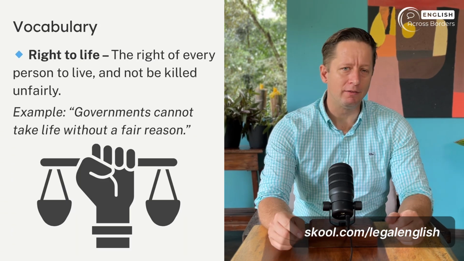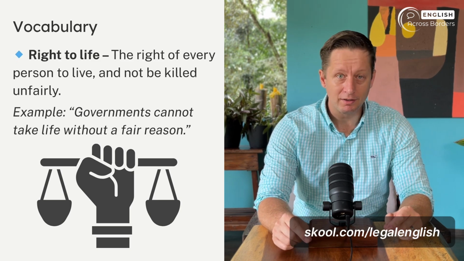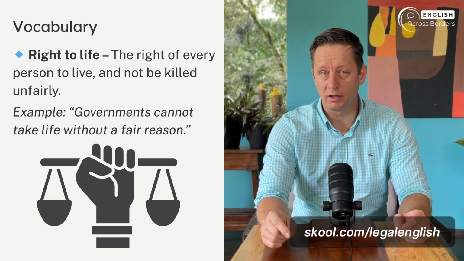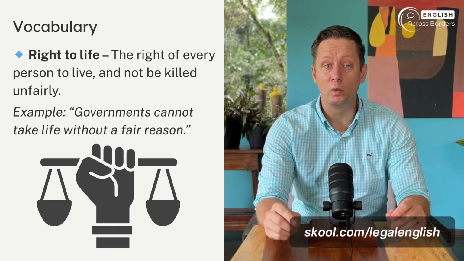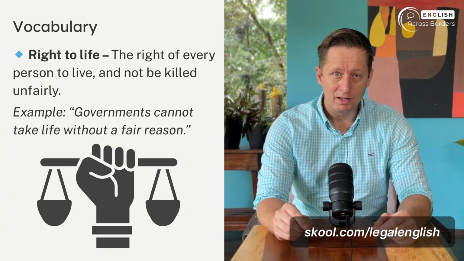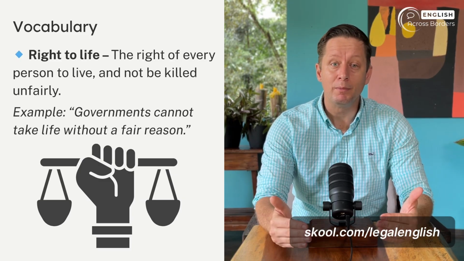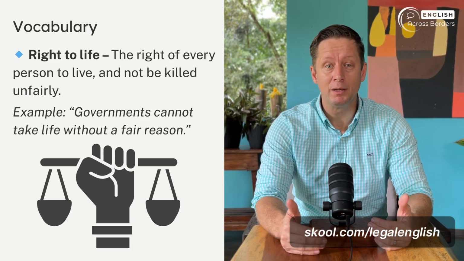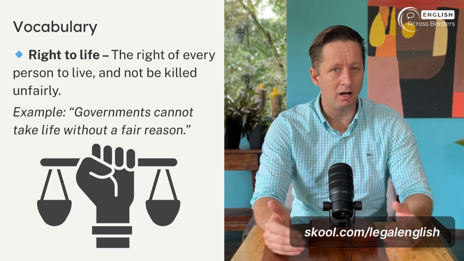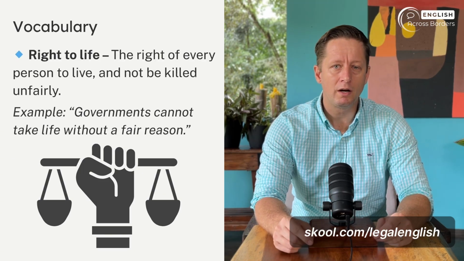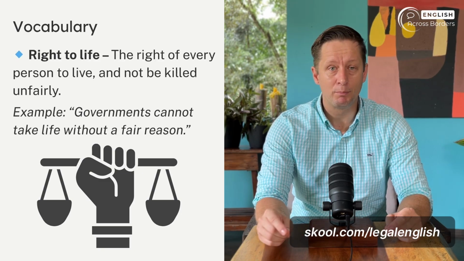The right to life means every person has the right to live, and governments cannot take life unfairly. For example, governments cannot take life without a fair reason. Imagine a lawyer explains, the right to life means the state must protect people against violence and must not use the death penalty unfairly. It is one of the most basic human rights, and most international treaties protect it.